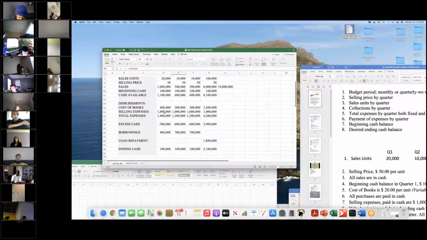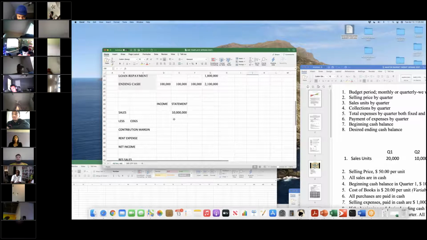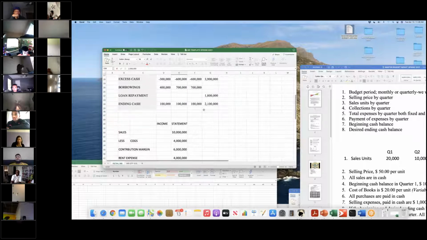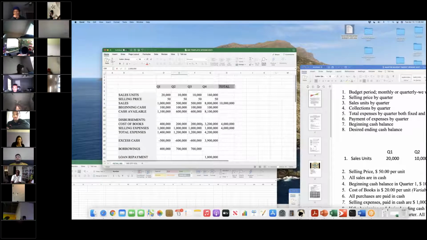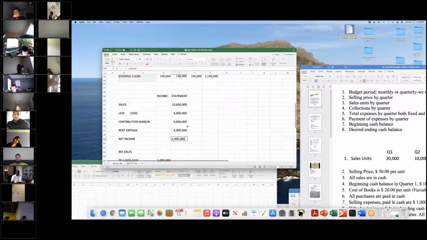Our cost of goods sold, we add all of these up, 4 million. So our contribution margin on a dollar basis was what, 6 million. Our rent expense, we said, was 4 million also. So we had a net income of $2 million. But if you had not made this analysis, taking it to the bank, showing when you're going to need to borrow, showing your income at the end and that you could pay back, you would not get to this point.